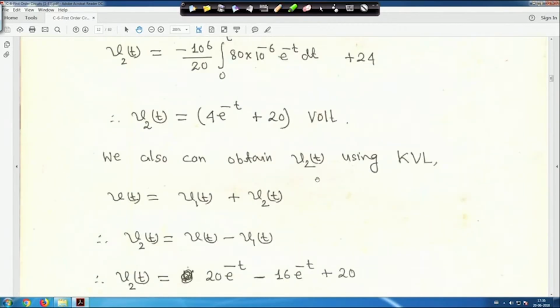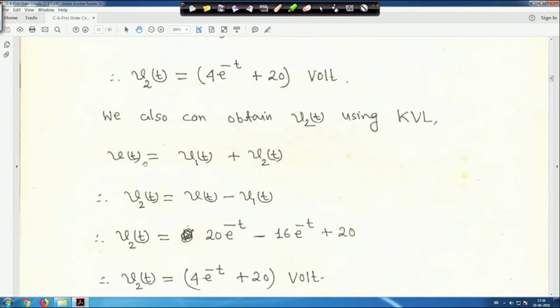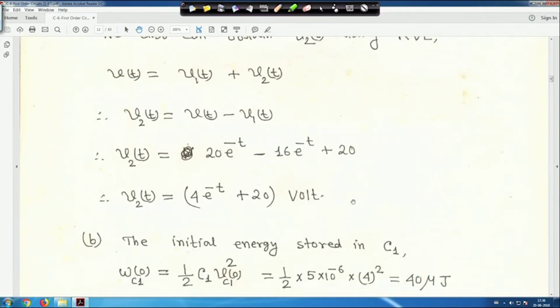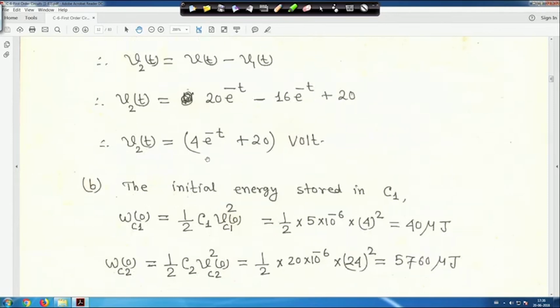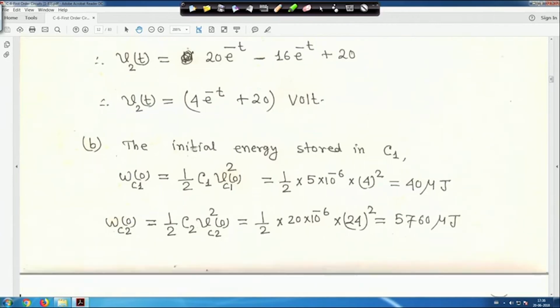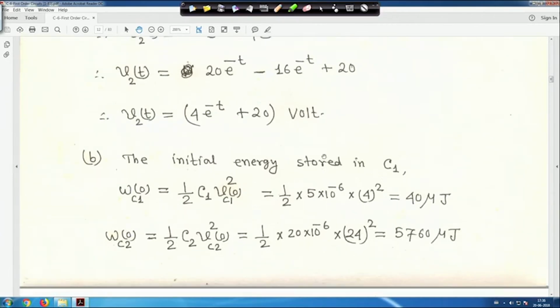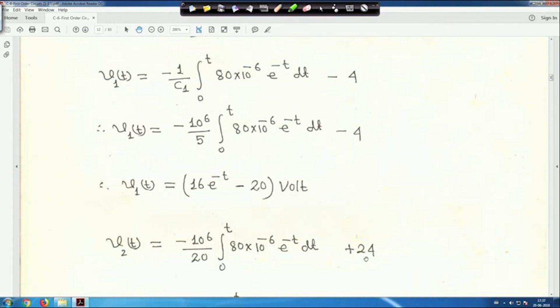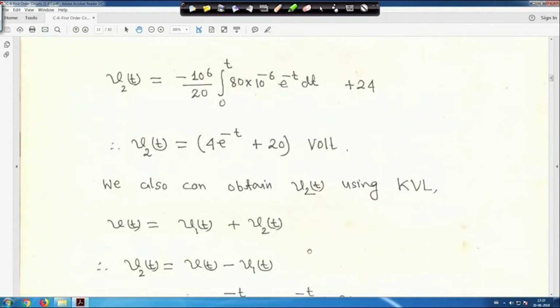We can also obtain V2(t) by using KVL. If you apply KVL, v(t) is equal to V1(t) plus V2(t), or V2(t) is equal to v(t) minus V1(t). If you simplify, you will get the same thing, V2(t) is equal to 4 e to the power minus t plus 20 volt. Now, part B, the initial energy stored in C1. Here it is minus 4 and here it is plus 24, but this is a question for you.